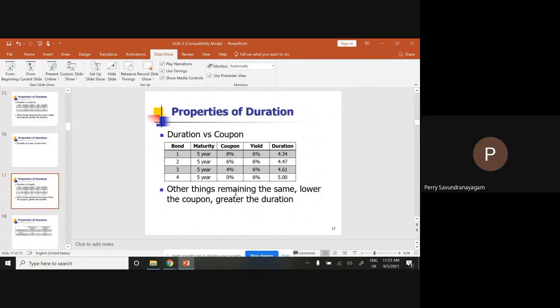Look at this one. Same bond, zero coupon, different coupons, duration 5 years, duration 4.3%. This has no coupon. Now, if I give you this 4.34 and I give you a zero coupon bond with a duration of 4.34, both are equal, right?